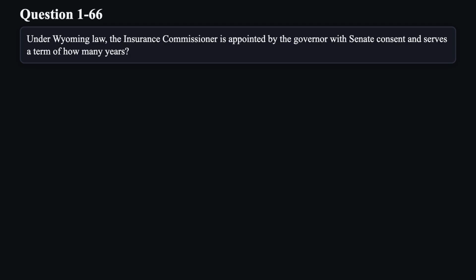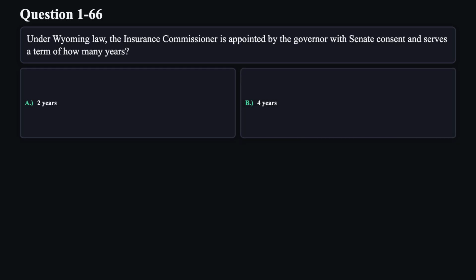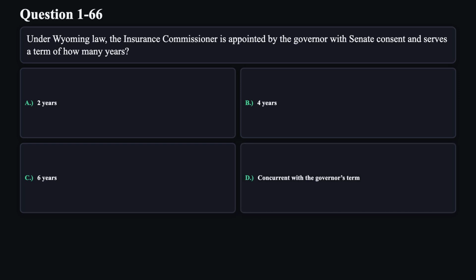Question 66. Under Wyoming law, the insurance commissioner is appointed by the governor with Senate consent and serves a term of how many years? A. 2 years. B. 4 years. C. 6 years. D. Concurrent with the governor's term.